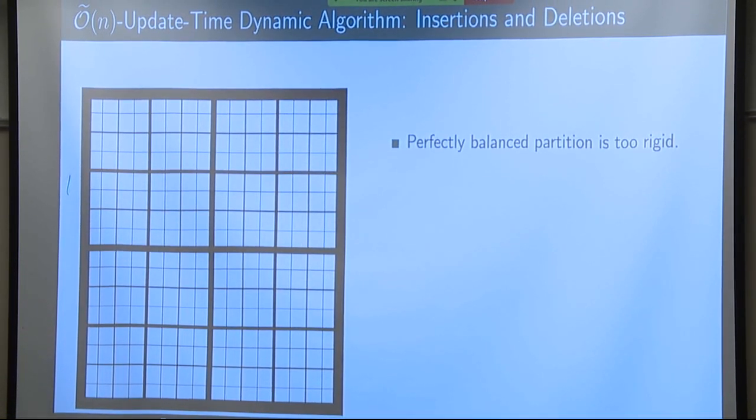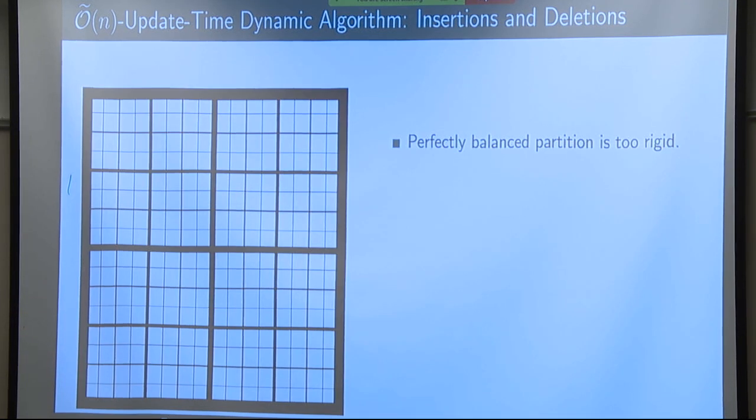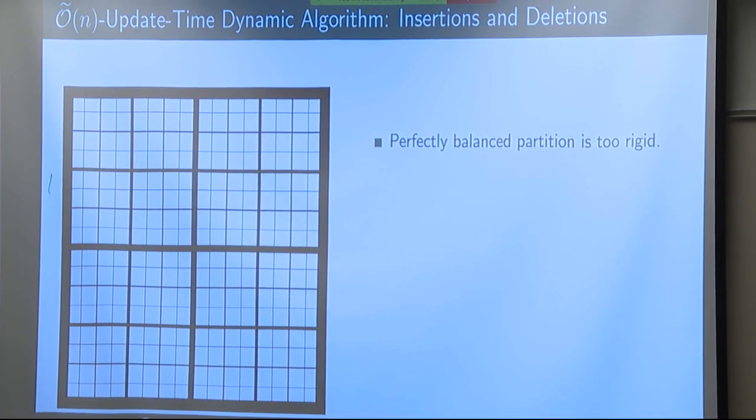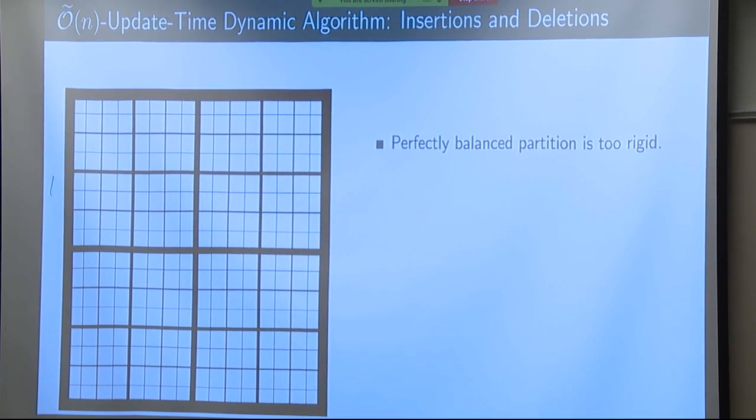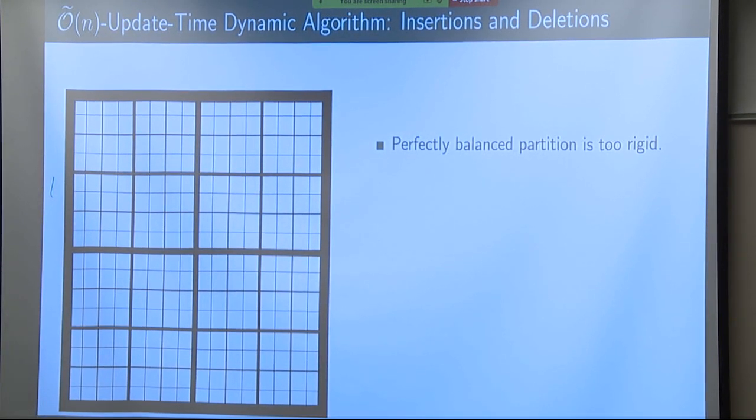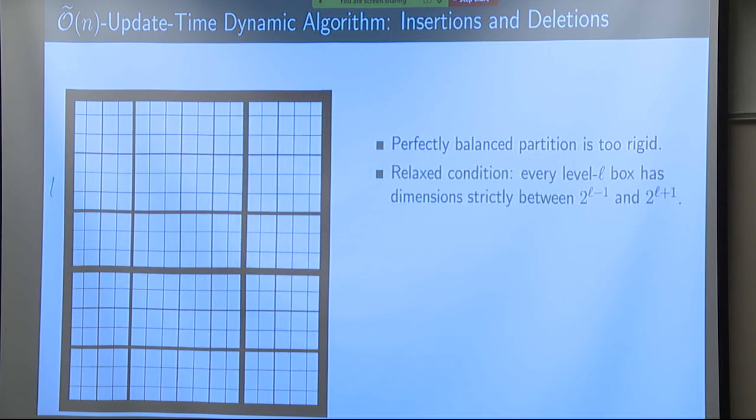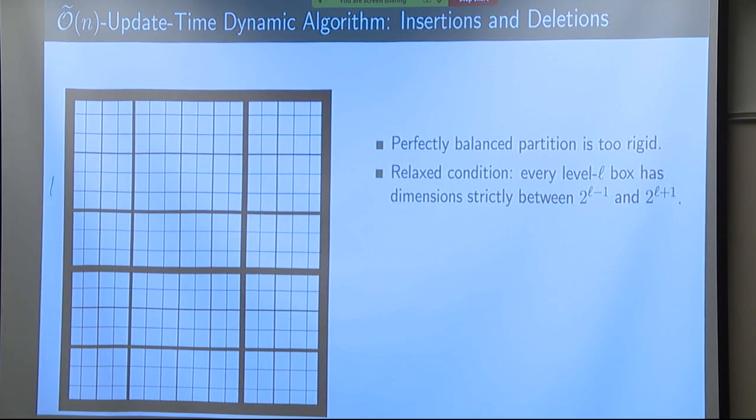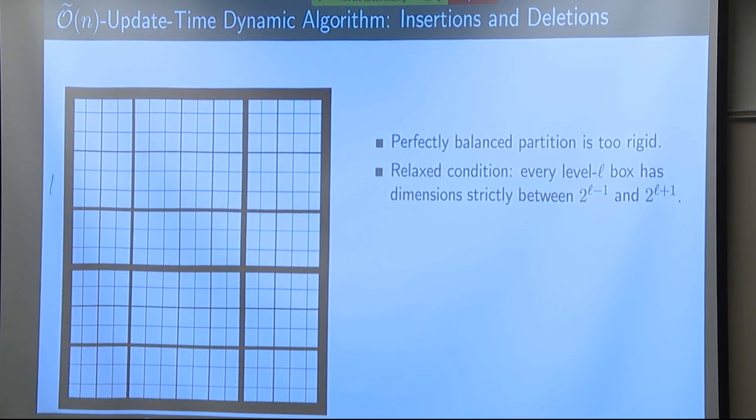To make sure that we also allow insertions and deletions as updates, we cannot just use boxes of the rigid size 2 to the L by 2 to the L. That's because with such a rigid grid, many boxes will change when we add a single column or a single row. So that's why we will relax this condition. At level L, instead of insisting that the boxes are of size 2 to the L by 2 to the L, we will allow their dimensions to be anywhere between 2 to the L minus 1 and 2 to the L plus 1.